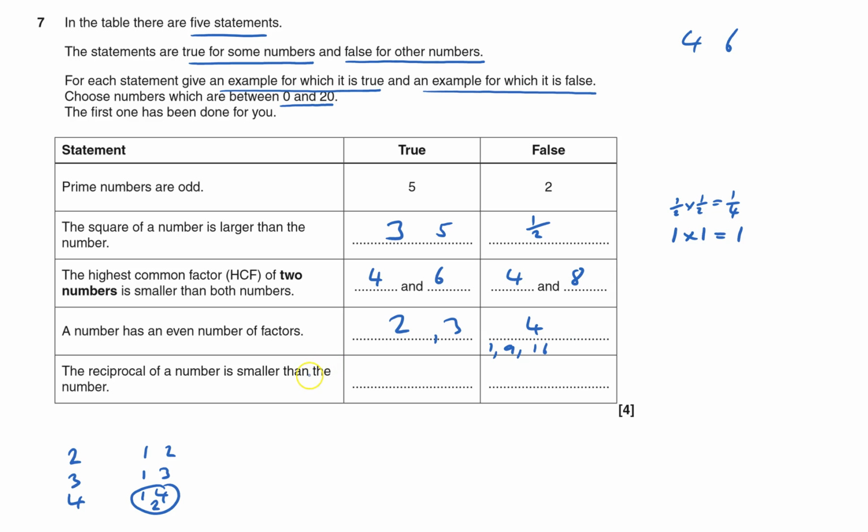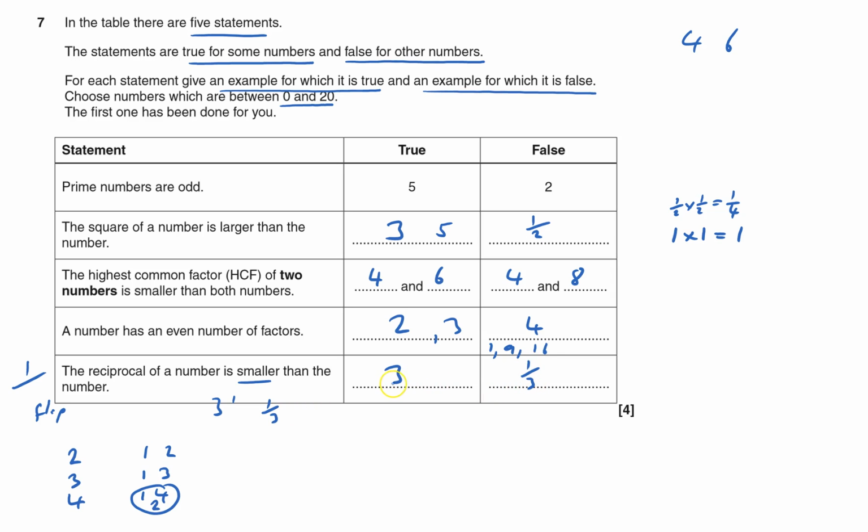The reciprocal of a number is smaller than the number. Reciprocal means 1 over, or flip it, either way you look at it. And so if I had 3, the reciprocal of 3 is 1/3. And the reciprocal of 1/3 is 3. So the reciprocal of 3 is smaller than the number, that's true. But the reciprocal of 1/3 is actually bigger, so that would be over here.